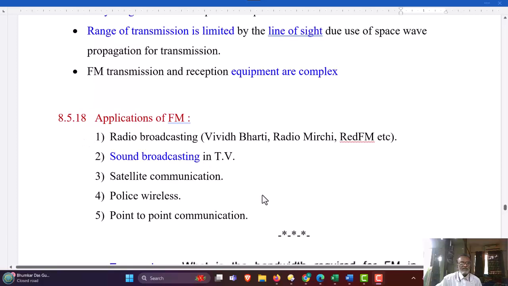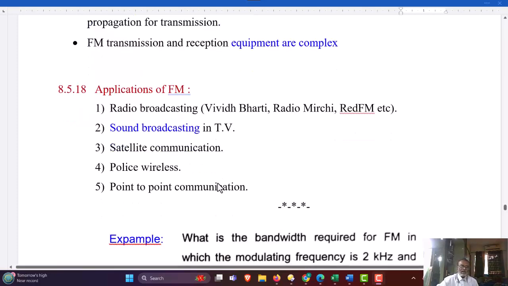Where FM is used, it is used for radio broadcasting like stations Vividh Bharati, Radio Mirchi, FM radio, etc. Many FM stations are available now. It can be used for sound broadcasting in television receivers. In TV receivers, the picture information transmission is done through amplitude modulation, whereas sound transmission is done through frequency modulation. FM can be used for satellite communication and police wireless systems also. And it can be used for point to point communication like walkie talkie.